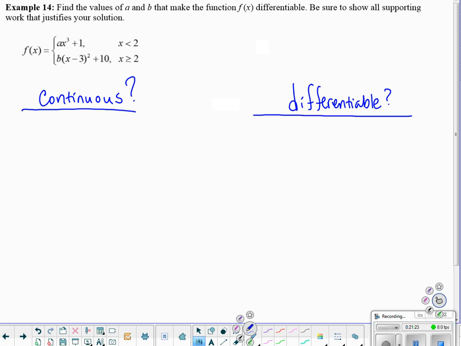So for continuous, it goes back to the idea of limit. I'm going to shortcut this a bit because I see we're already at 20 minutes. The limit from the left must equal the limit from the right at our handoff point, which is x equals 2. So plugging in 2, the left side would read 8a plus 1. The right side would read b times (2 minus 3) quantity squared plus 10. That's 8a plus 1 equals, negative 1 squared is positive 1, so b plus 10.